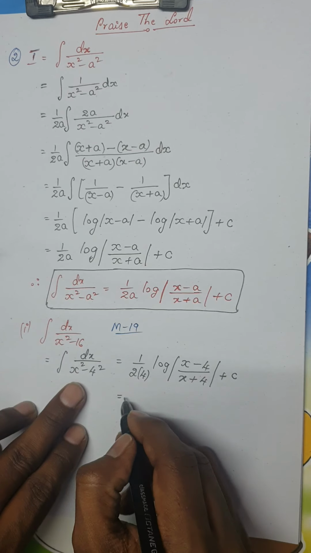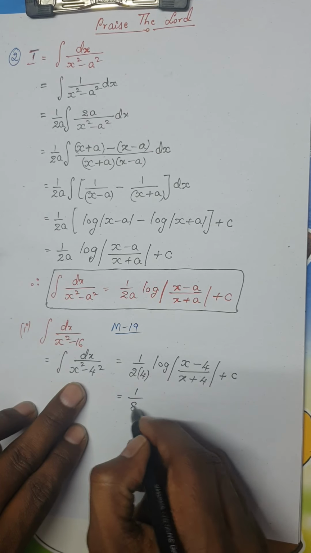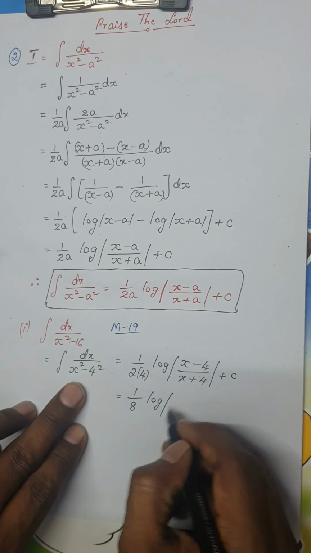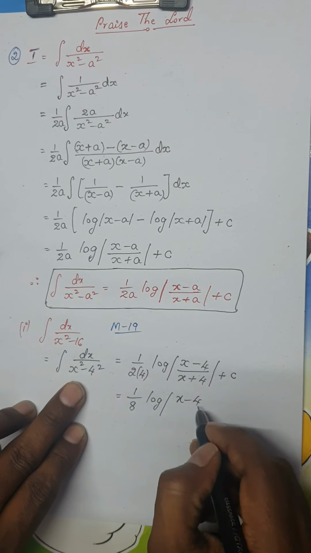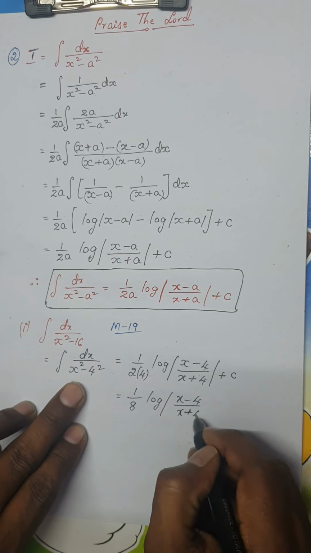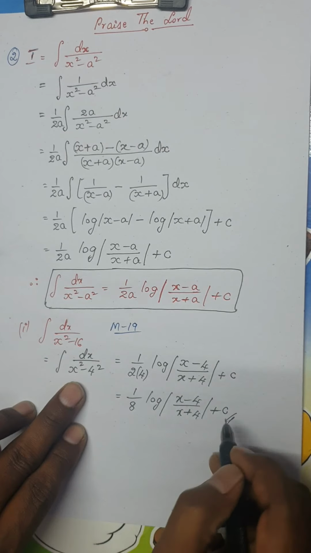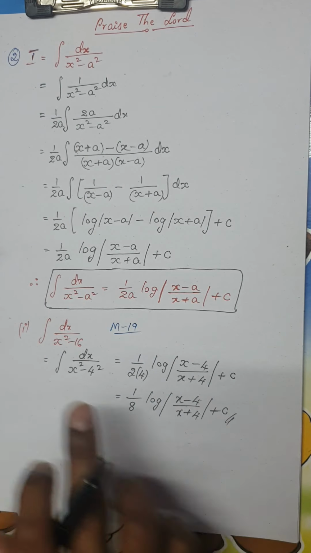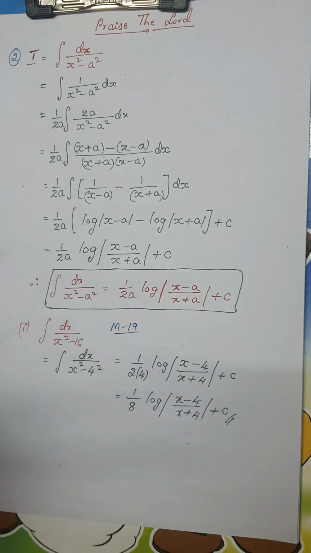Or you can further simplify this: 1 divided by 4 twos are 8, into log of mod x minus 4 divided by x plus 4, plus c. So this is the solution of the given problem along with this proof.